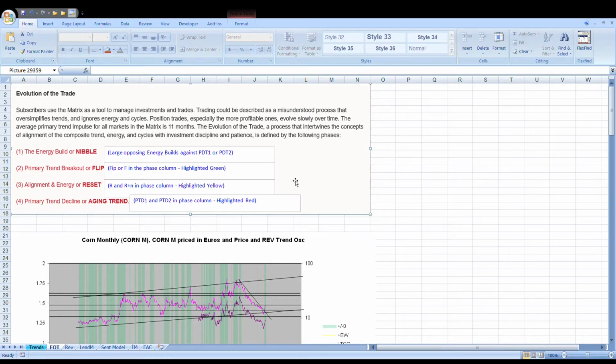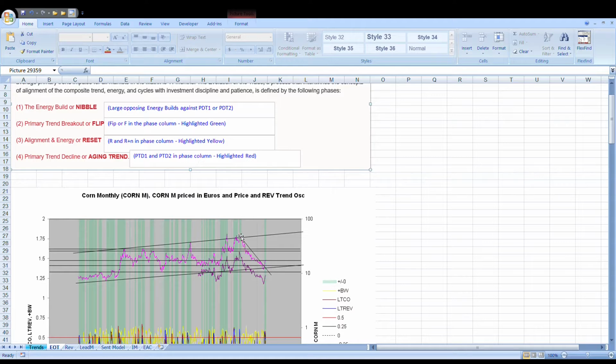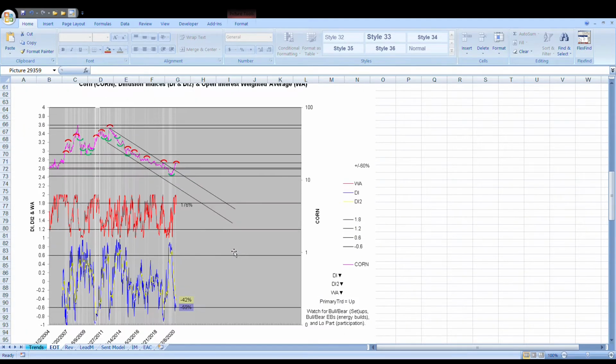After that, the trend is usually established, if it doesn't abort and go in the opposite direction or get canceled. There are opportunities in which you will get a reset. An example would be in the corn market. A large primary trend decline phase established a long period in which corn generated a PTD1 or a PTD2. Then it showed a large energy build right about here, of which some investors, or traders, could have decided that was a candidate for a nibble.